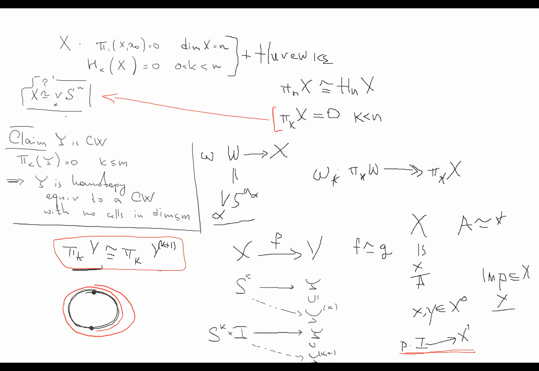So is it clear what the problem is? Can we just do X over its one skeleton instead? Unfortunately, we can't. So what do you know about the one skeleton of any CW complex?